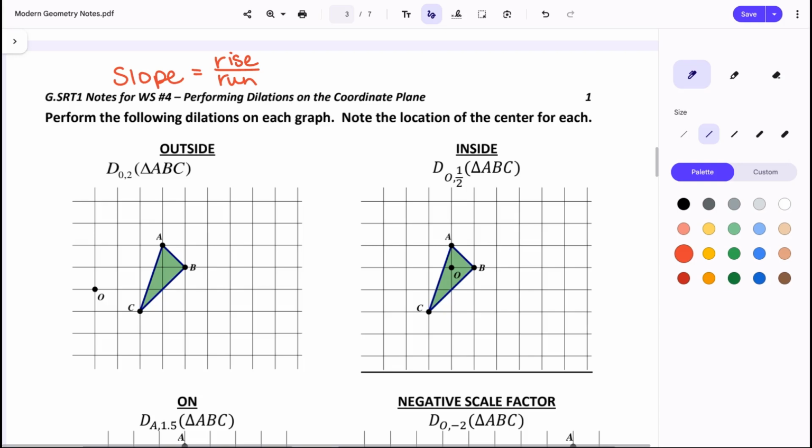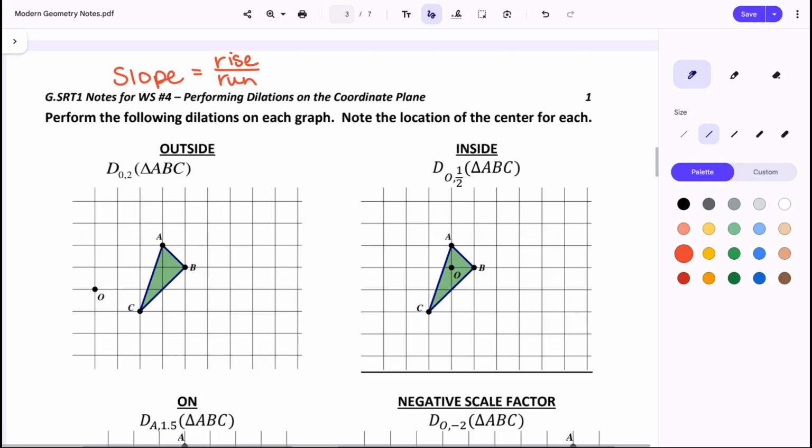And what does run mean then? Left or right. Okay, so going back to what Anna said, she was talking about the x and y coordinates. The rise is talking about your y coordinates, how much change is happening on your y-axis. The run is your x, how much is going on your x-axis. We're going to use this idea of rise over run to help us identify slope on these dilation problems.